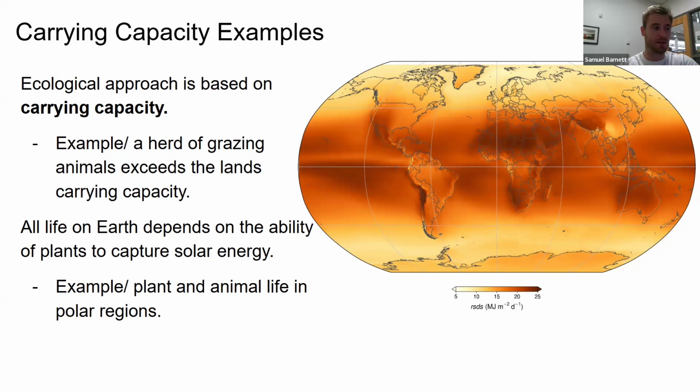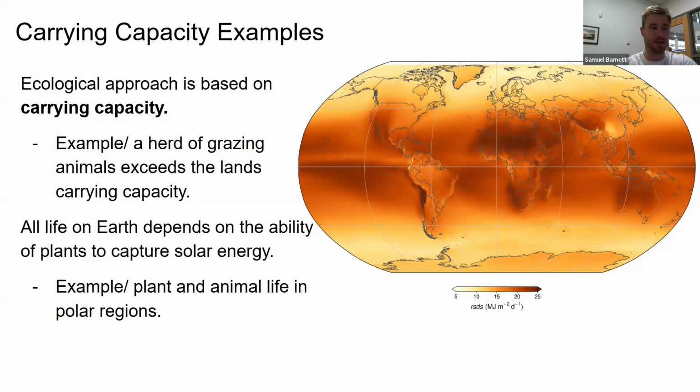As an example, we can think of a herd of grazing animals exceeding the land's carrying capacity. Food will run short, many individuals will starve, and the population will decrease naturally to a more sustainable level. This is the same process for plant life as well. All life on Earth depends on the ability of plants to capture solar energy. The available solar flux or flow of sunlight to Earth's surface is thus the ultimate determining factor of carrying capacity.